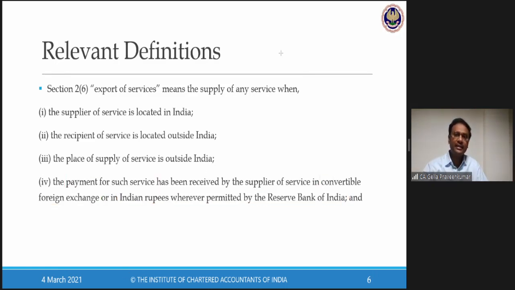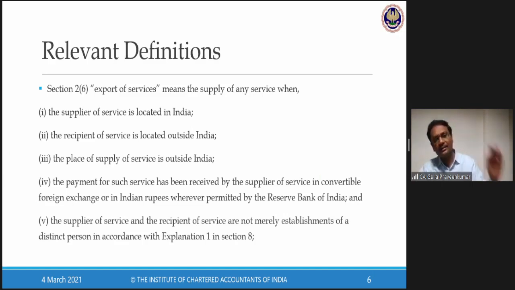Nepal, Bhutan, we have discussed in our last class. Any money we receive from Nepal or Bhutan in relation to export of service or goods shall be considered as my zero rated supply. A very important last leg of my definition: the supplier of service and recipient of service are not merely establishments of a distinct person. That means to say head office and branch. If the head office is in India and the branch is in Singapore, any transaction between the branch and head office shall not be considered as your export. Reason, both the entities are under one brand, under one PAN. So it cannot be considered as your export of service.